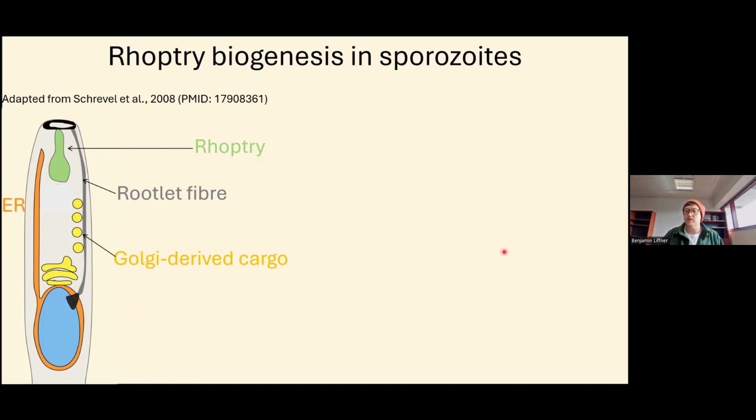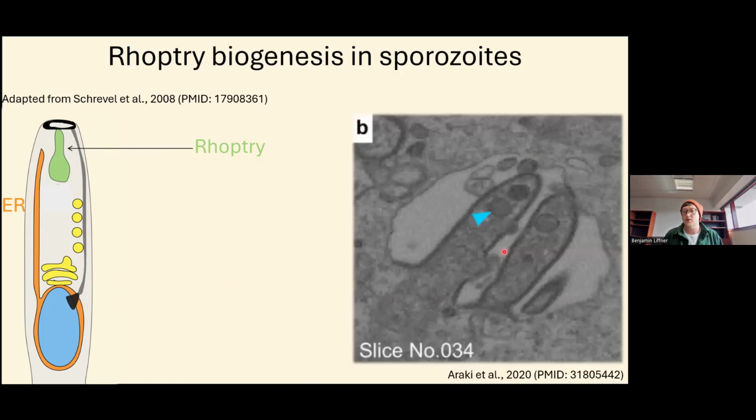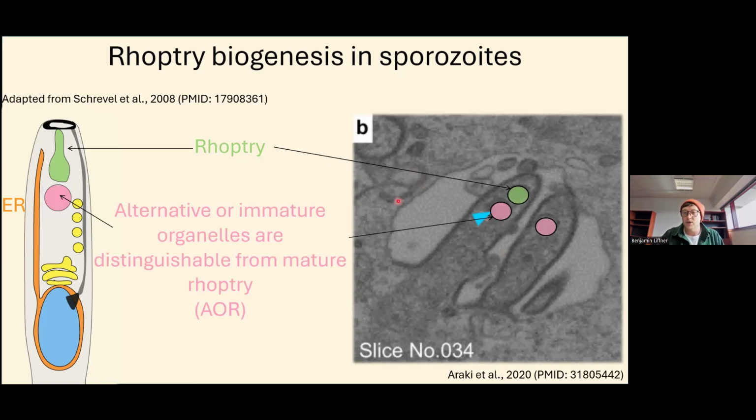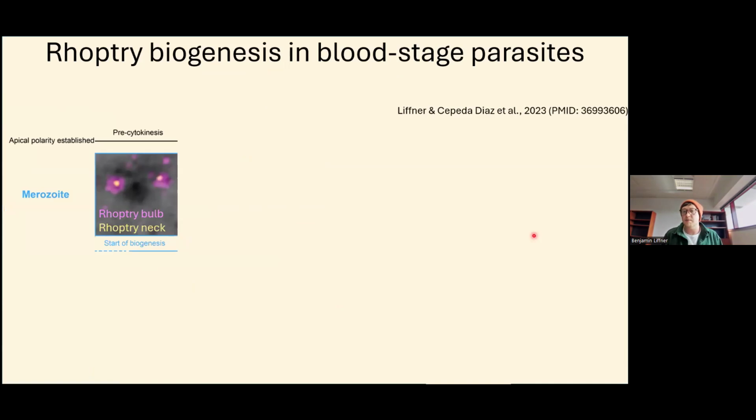And in a more recent FIB-SEM study, the authors described two rhoptry-like organelles. The more electron-dense one, they just termed true rhoptries. And the less electron-dense one, they gave the rather long name of alternative or immature organelles that are distinguishable from the mature rhoptry, or AOR for much shorter. And I'm going to talk about the association between these two things, the rhoptries and the AOR, a little bit later.